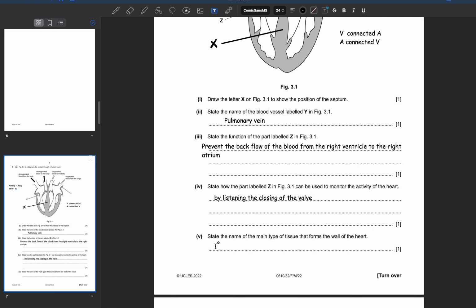Next, state the name of the main type of tissue that forms the wall of the heart. We know the heart is a muscular organ made out of a specific type of muscles called cardiac muscles. So the main type of tissue is cardiac muscles. Muscles are tissues as they are made out of cells with the same structure and function.